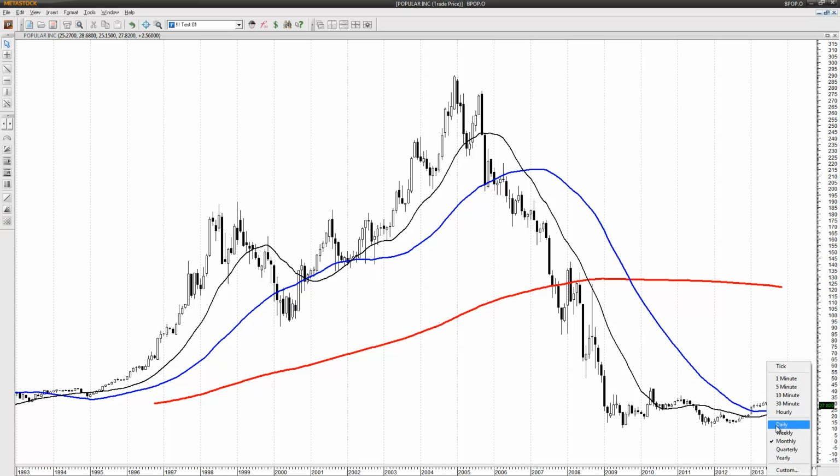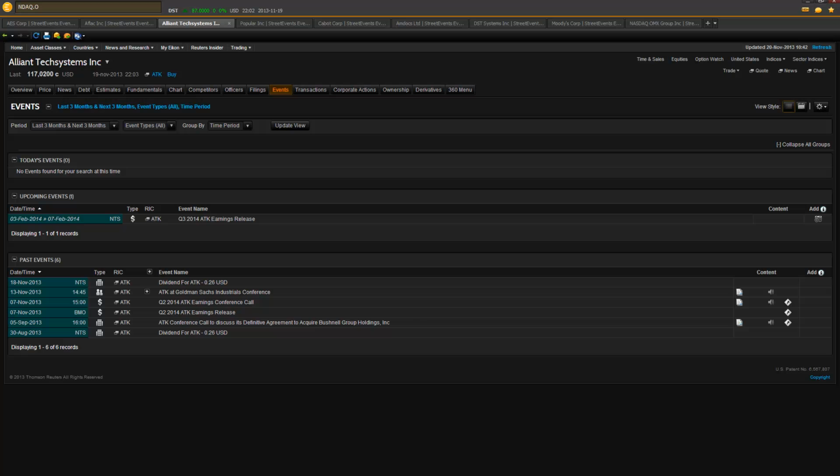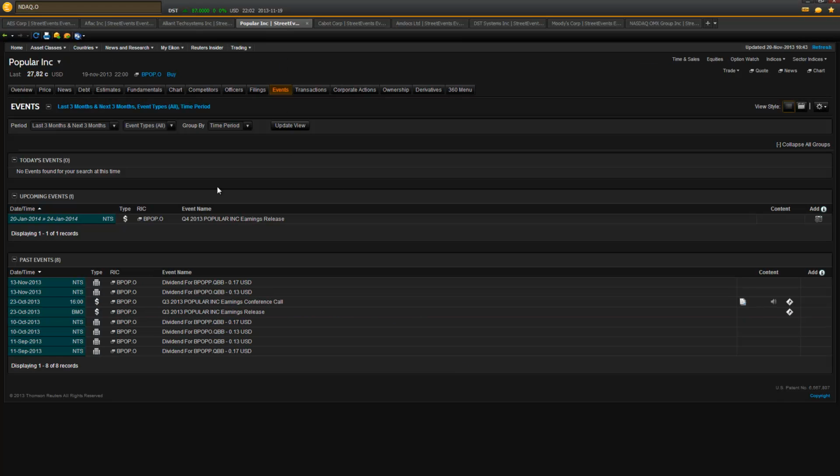Next chart, Popular. Need to change to daily. You can see this is the 200 moving average, only visible of course in the daily chart with daily time frame, but you also have a gap. This is where the close was on the 18th of September, and that's the level I'm going to use. I'm using 29.09 as my short sell level. Popular. No earnings for Popular.